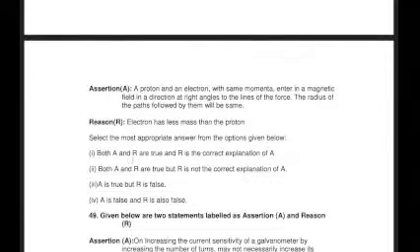1. Both A and R are true. R is the correct explanation of A. 2. Both A and R are true, but R is not the correct explanation of A. 3. A is true, but R is false. 4. A is false and R is also false. Correct. The option is 2. Both A and R are true, but R is not the correct explanation of A.